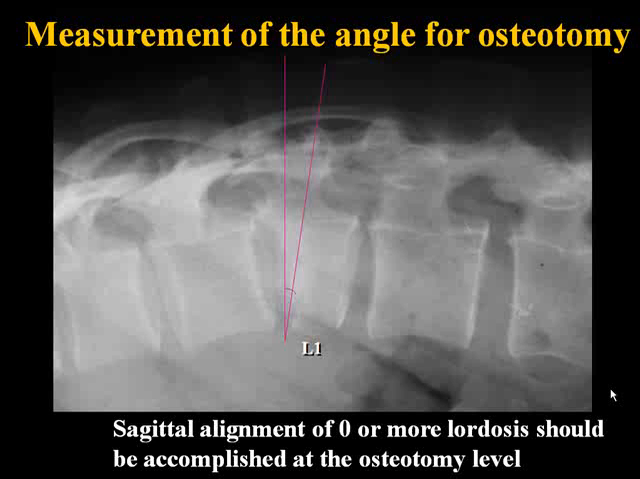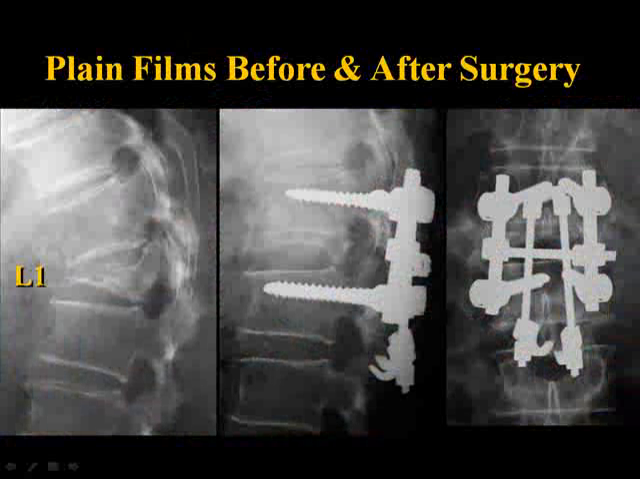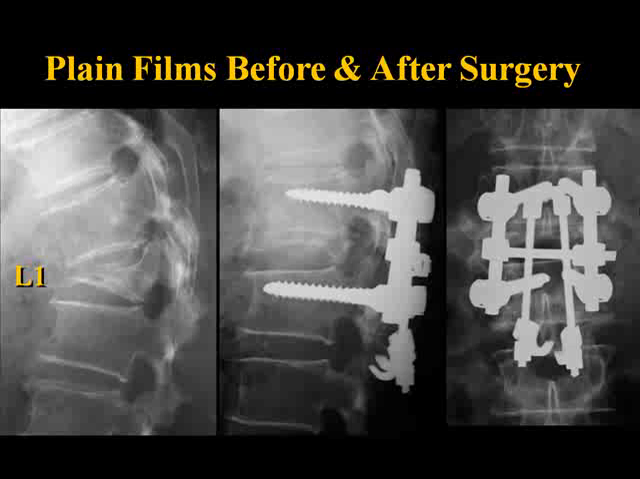Just after positioning the patient into prone position, we routinely take an X-ray of a lateral view and measure the angle for the osteotomy. Sagittal alignment of 0 or more lordosis should be accomplished at the osteotomy level. Plain films before and after surgeries are shown.